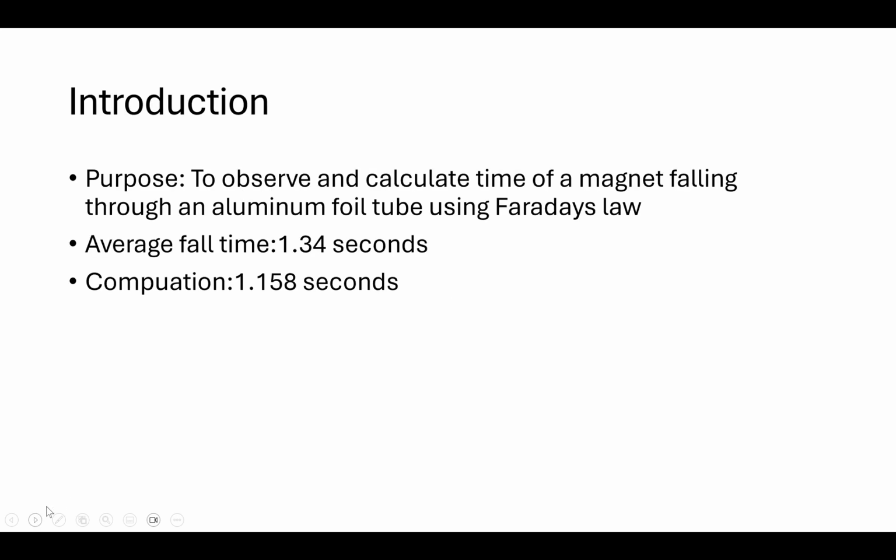With the introduction of this, we have the purpose, which is to observe and calculate the time of a magnet falling through an aluminum foil tube using Faraday's law. We are then going to calculate the average fall time, and our computational model got 1.158 seconds.